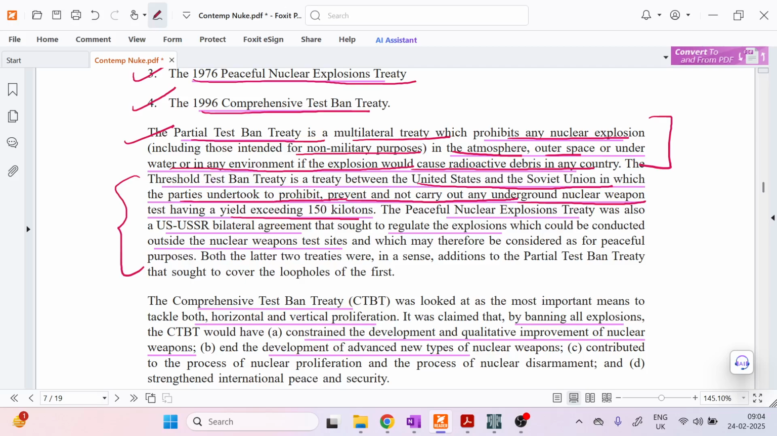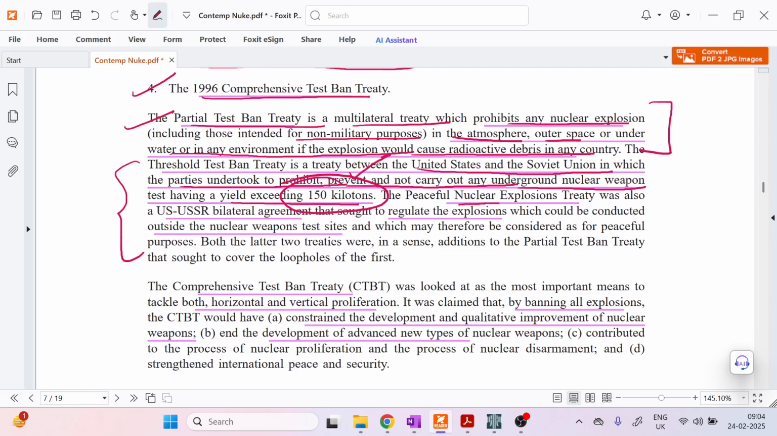So this threshold was about this limiting factor, that no nuclear test exceeding 150 kiloton would be undertaken anywhere by these countries. Then the Peaceful Nuclear Explosion Treaty was also the US and USSR bilateral agreement that sought to regulate the explosion which would be conducted outside the nuclear weapon test site.